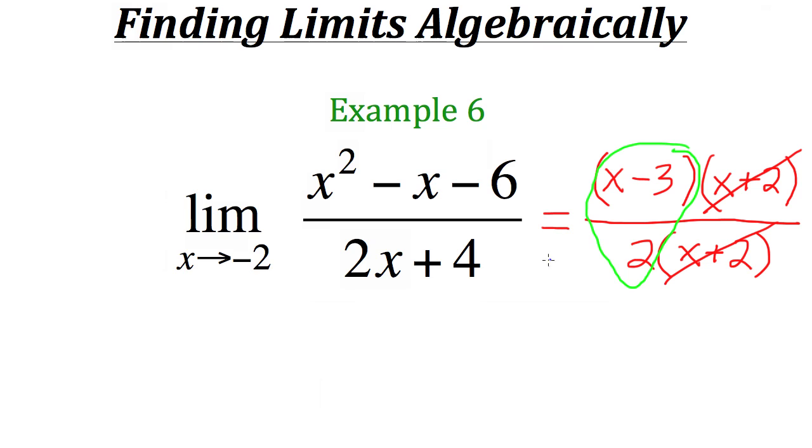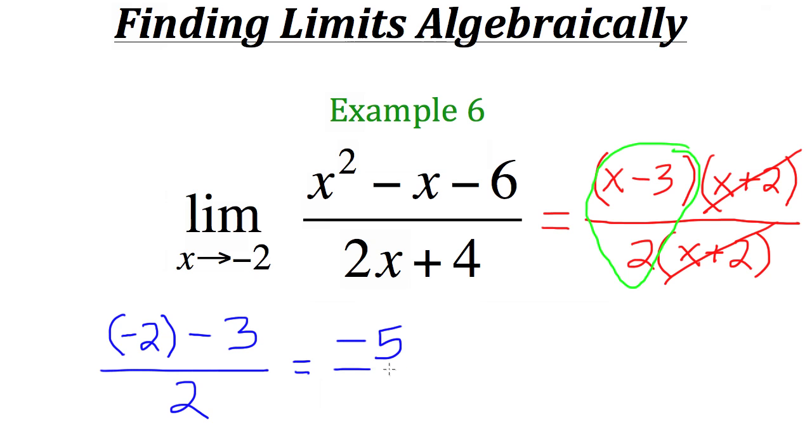So we could use that as our new function for finding the limit. So we have x minus 3 over 2. Now we want to find the limit as x approaches negative 2. So we'll plug in that x value we're approaching. So we have negative 2 minus 3, which gives us a negative 5, and then divided by that limit of 2. So the limit of this function as x approaches negative 2 will be negative 5 halves.